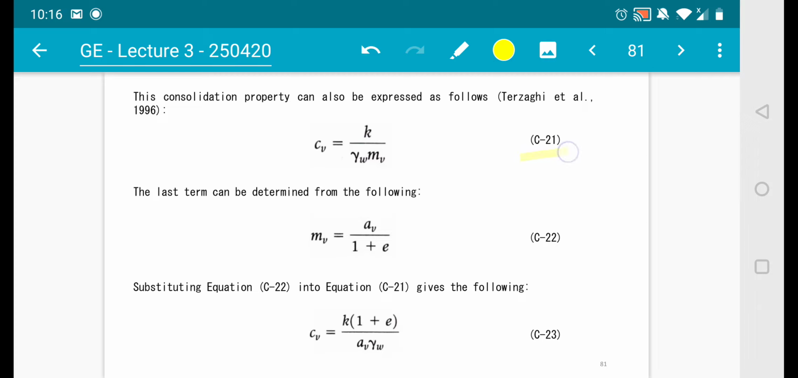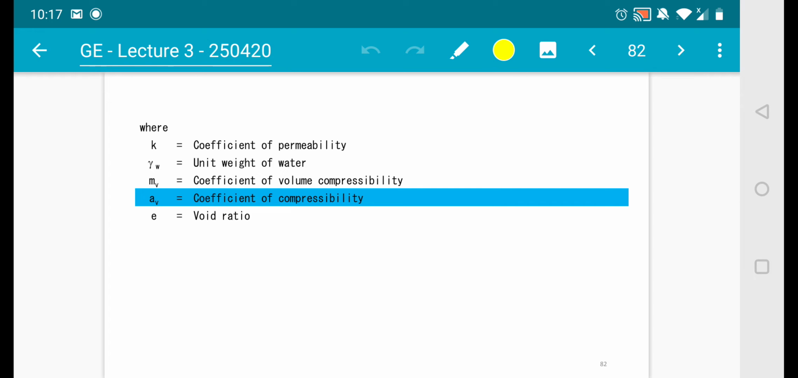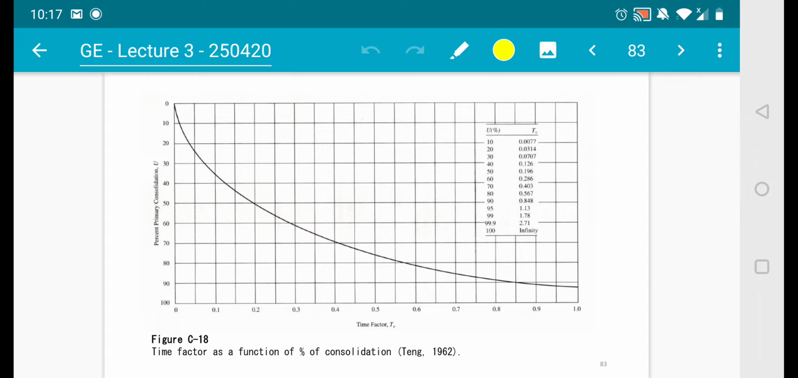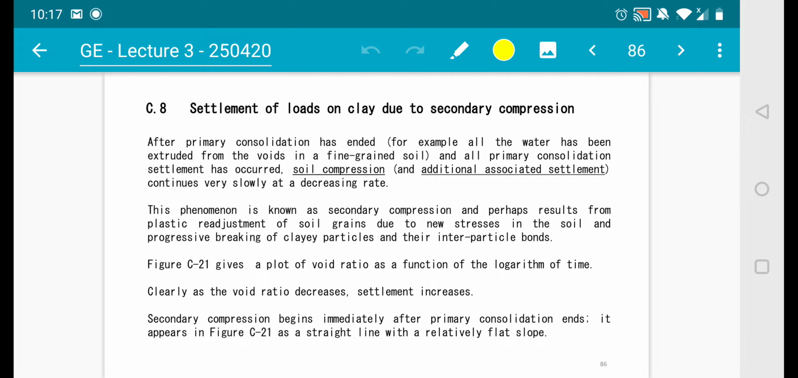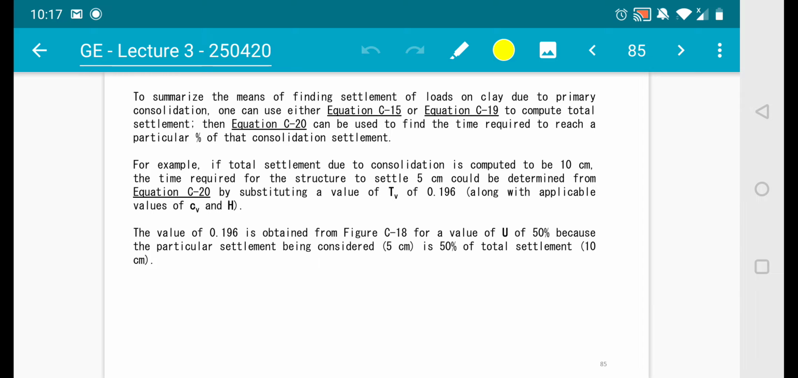Okay, and this also has been discussed in your laboratory sheets, all the important coefficients. And if you look at figure C18, it shows time factor as a function of percent of consolidation. Okay, you have the time here and percent of primary consolidation. So that's all about it in calculating the settlement due to primary consolidation. It's pretty easy. Just use the formulation in geotechnical design pads.